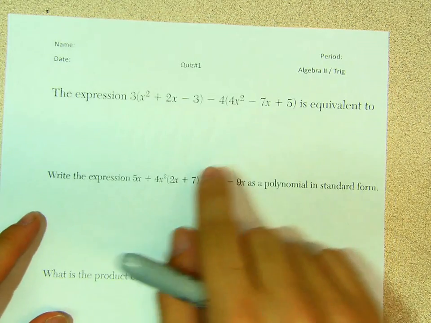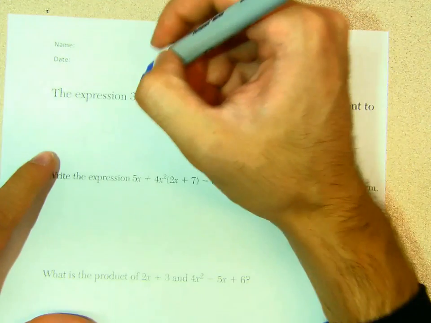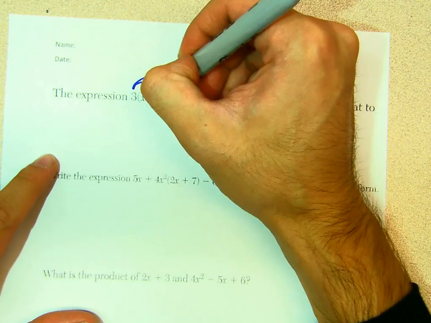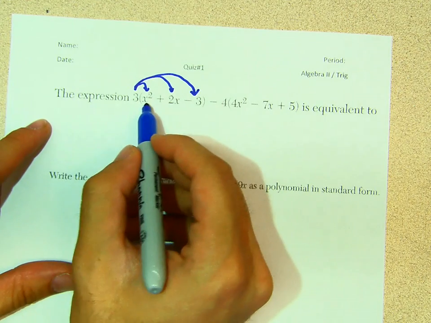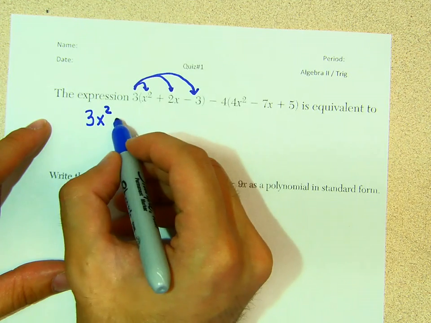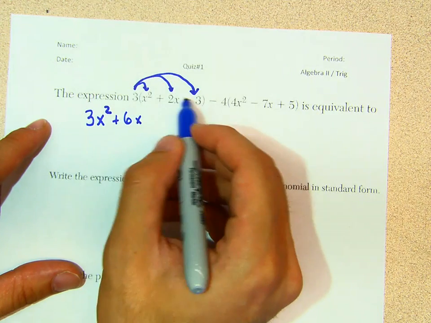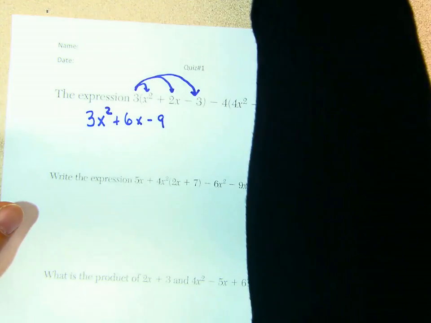First move we need to do is distribute, right? So you're going to do 3 times this, 3 times this, 3 times this. So then what does this become? 3 times x squared is 3x squared. 3 times 2x is plus 6x. 3 times minus 3 is minus 9. All right? Then what's the next one?